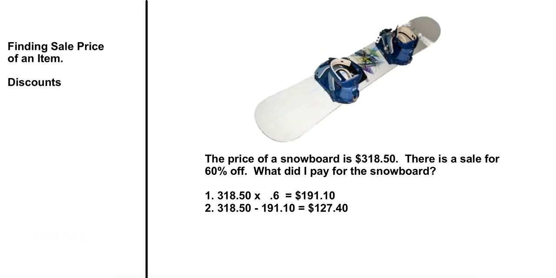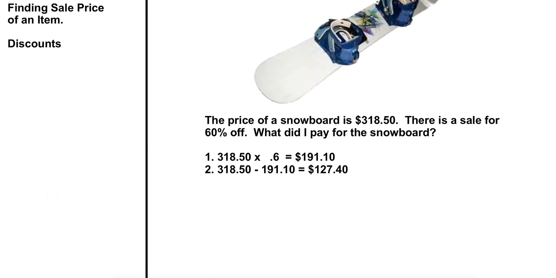Percent word problems continue. So we're going to continue on from our notes from yesterday. I can solve percent of a number problems in real world situations. So yesterday we found the discount on this snowboard. We found out that we took 60% of it, so 0.6 times the 318.50 got me 191. That's what I was saving. So we subtract that and get 127.40.